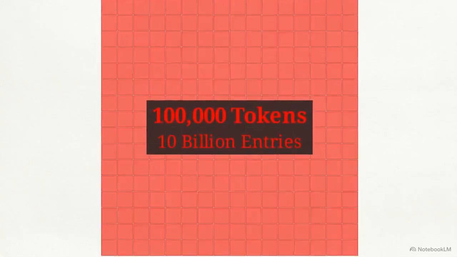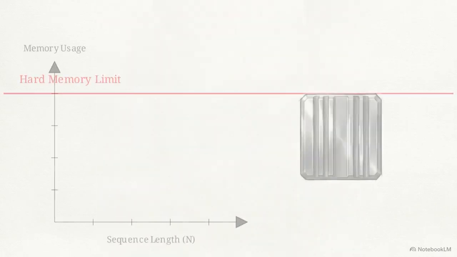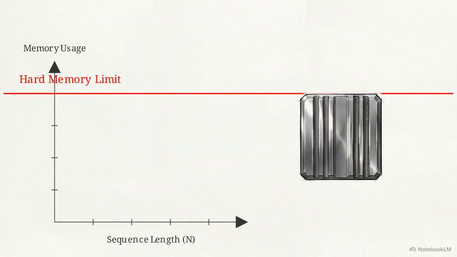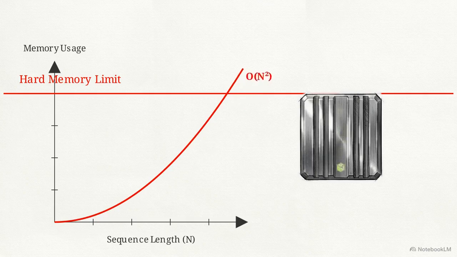This specific operation creates an n-by-n attention score matrix. This n-by-n matrix scales quadratically. If the sequence length doubles, the required memory quadruples. A 100,000 token sequence requires a 10 billion entry matrix per attention head. This requirement instantly exceeds the capacity of current enterprise GPUs.